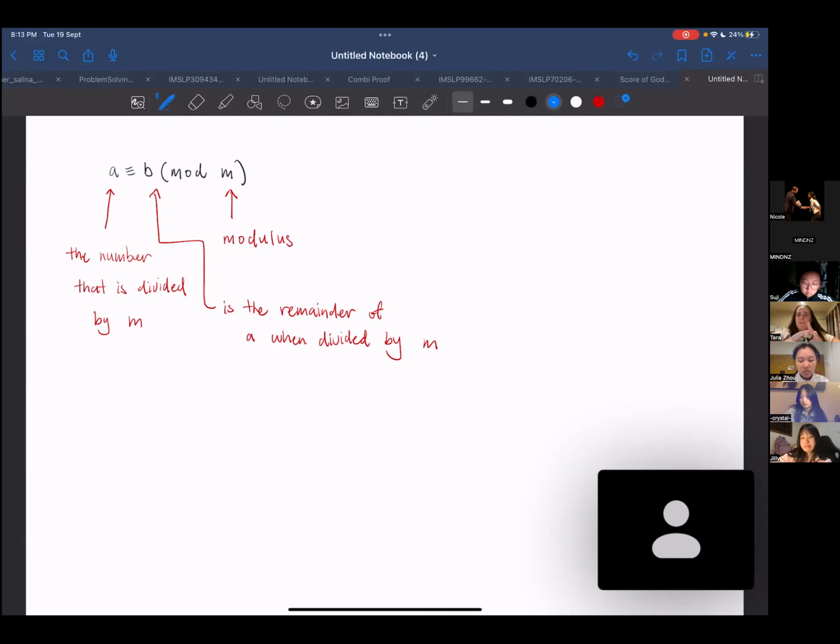The modulus is the number that we are dividing by. So, yeah, it's just a number we're dividing by. So suppose we have A equals to, let's just say 12, okay? And then we want to find what it's congruent to when you take mod 5. So the modulus is, in this case, 5. It's the thing that we're dividing A by. So does anyone know what B would be?